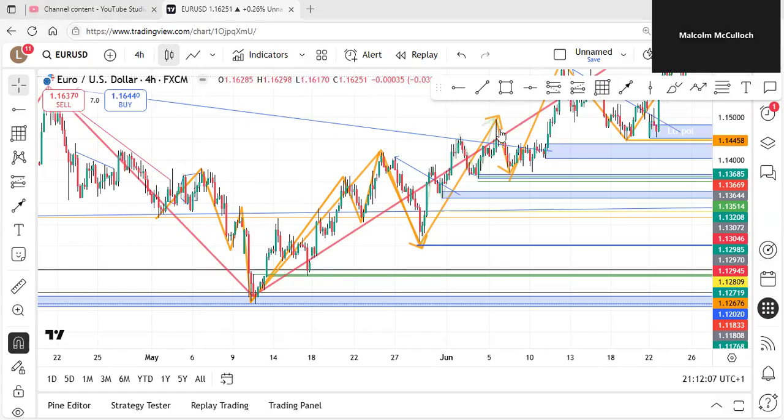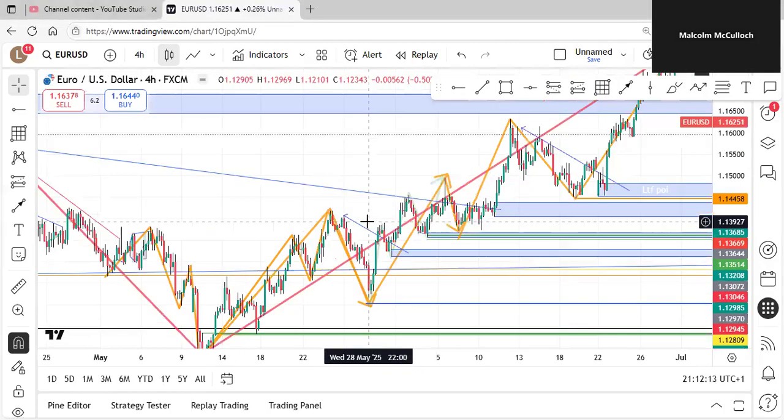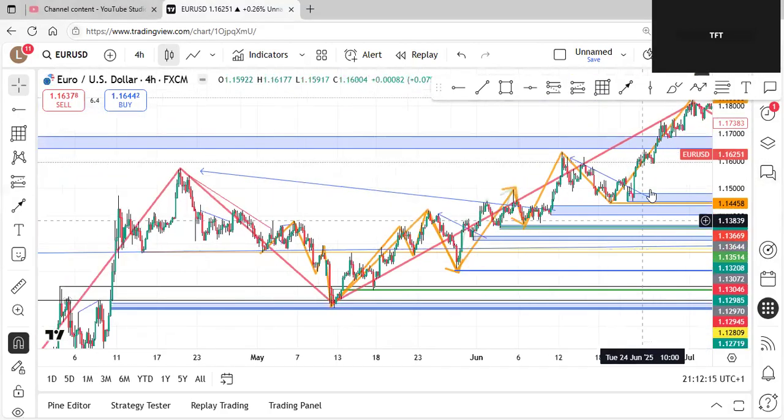Appreciate that. The problem is I don't zoom out enough. I'm zooming in too much and not seeing the overall picture.